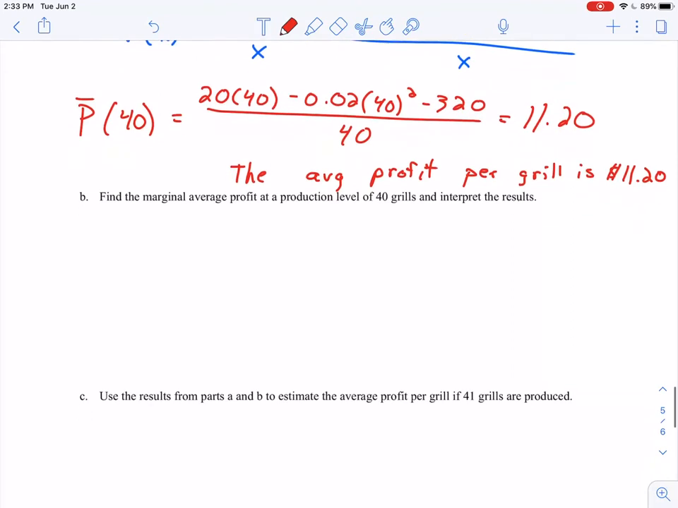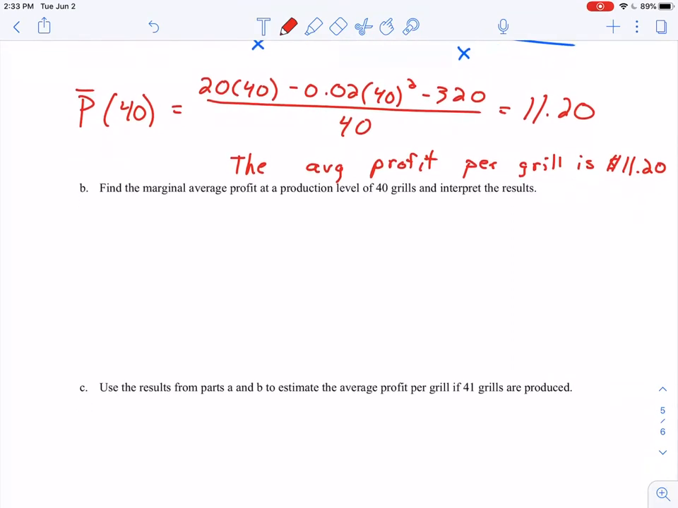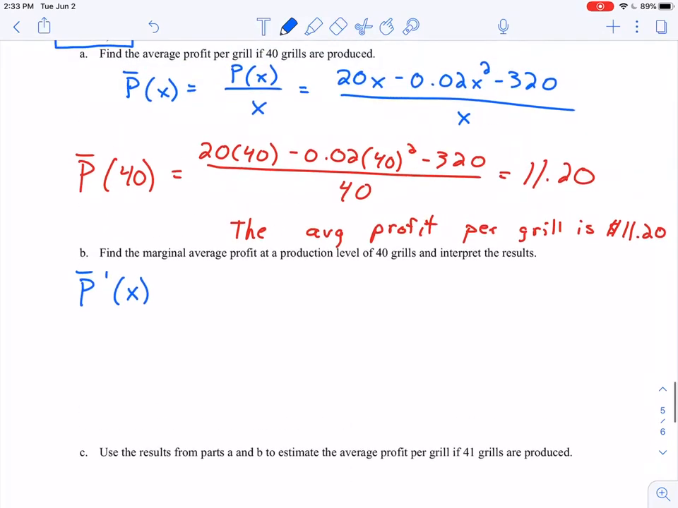Part B says find the marginal average profit at a production level of 40 grills and then interpret these results. So I need to start this problem by finding P bar prime of x. I need to find the derivative. So I'm looking for the derivative of this function right here. But the problem is I can't take the derivative of that function as it's currently written, because I have division and I don't know how to take the derivative of a function that involves division or multiplication.